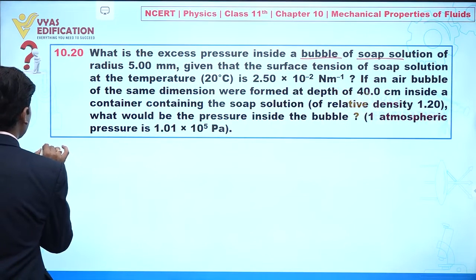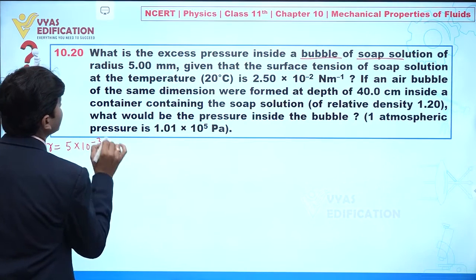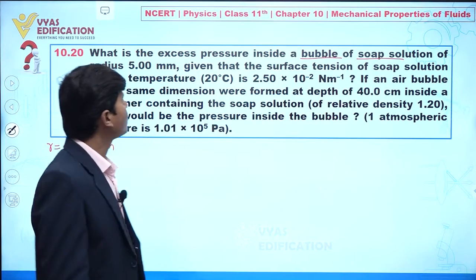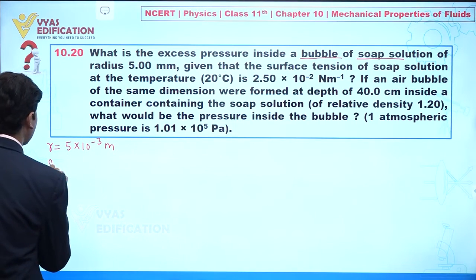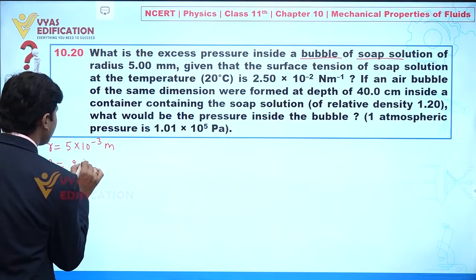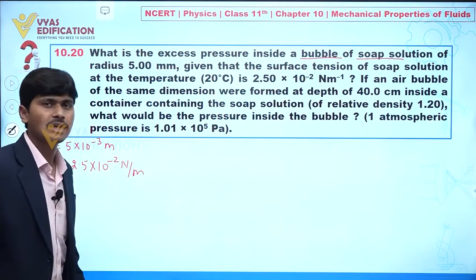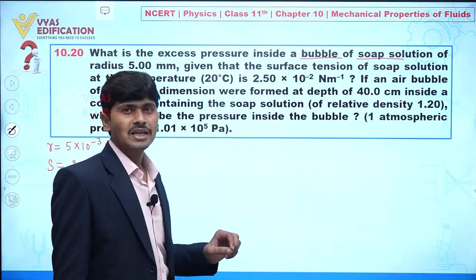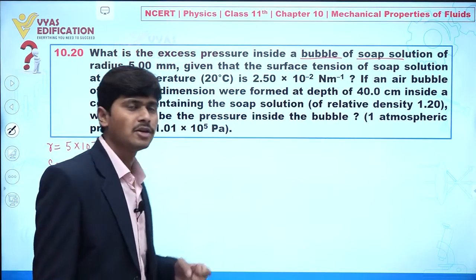The value of radius is given to you as 5 into 10 to the power minus 3 meter. Now it is given that the surface tension of the soap solution is 2.5 into 10 to the power minus 2 Newton per meter. So first, our objective here is to calculate the excess pressure inside the soap bubble.